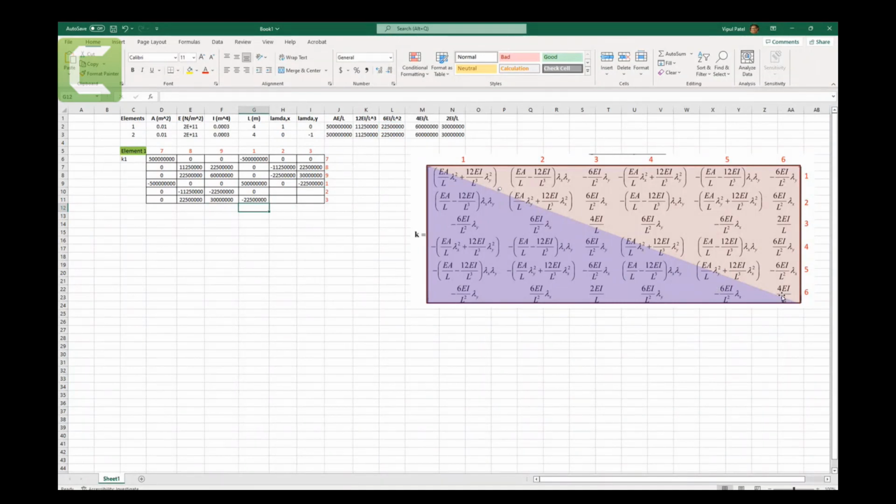Then we have this part here, AE on L, lambda x square. So equal to bracket AE on L times lambda x square plus 12 EI on L cubed plus 12 EI on L cubed. Sorry, this is lambda y square, by the way. Lambda y squared and then lambda x squared. So you need to be careful when you develop that one. Sometimes it triggers some error.